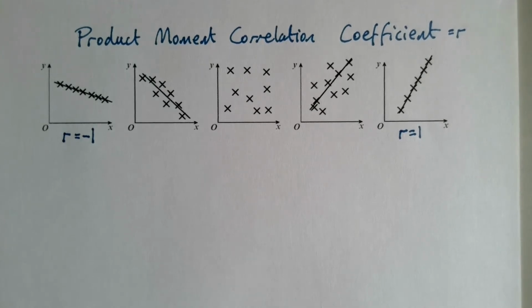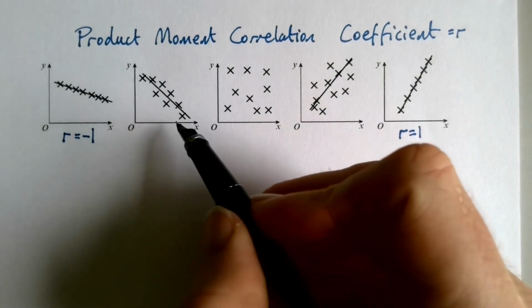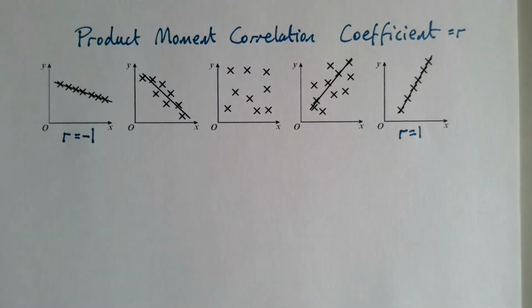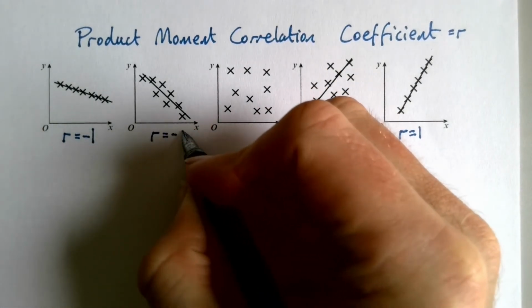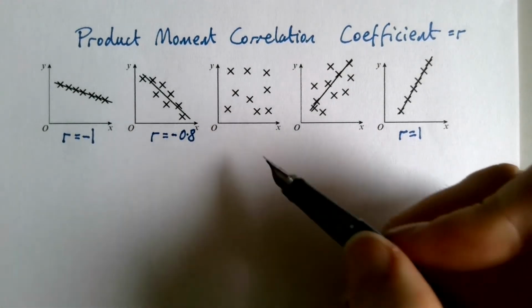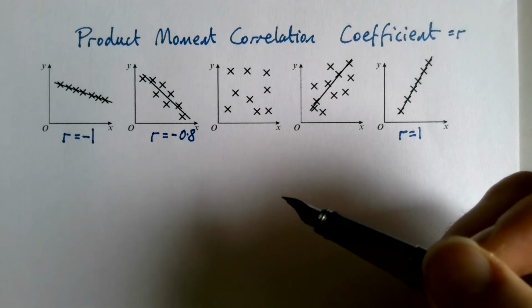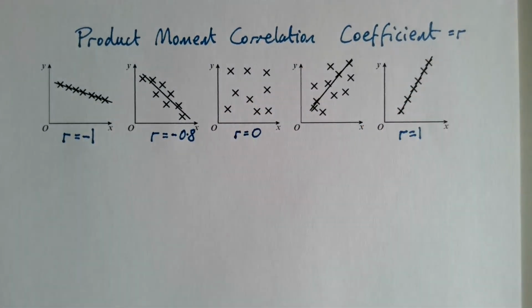So that would be R is negative 1. If things are loosely based around here, but it's clearly negative, then that would, when we do the calculation you need to do to work this out, should give you something around about negative 0.8. Here, there's no line of best fit drawn because there's no correlation. So if there's no correlation, that would give you an R value of 0.